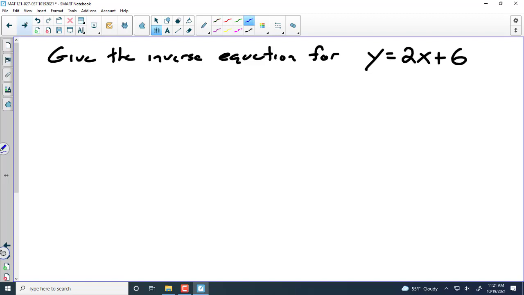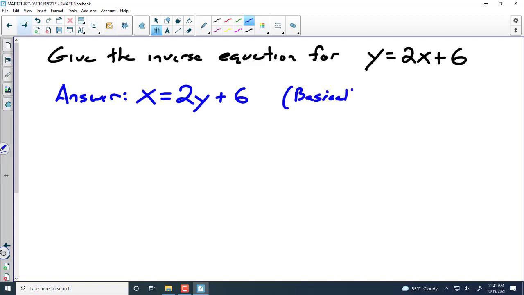So, this is basically a correct answer, everyone. Swapping x and y. That is basically all you have to do. Are they going to like this answer, do you think? No. No, they want you to solve it for y.